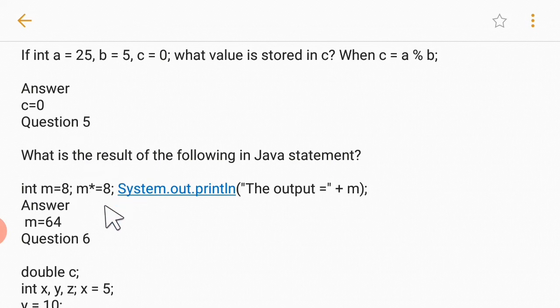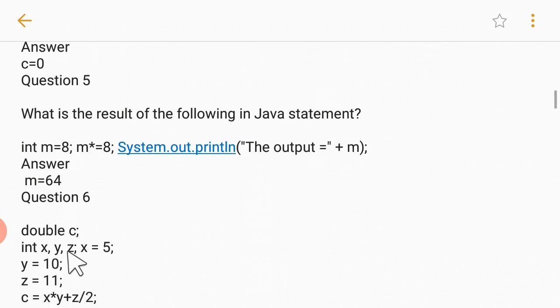So always remember, students, this shorthand notation. Whenever an operator comes before the assignment operator, that simply means it is a shorthand notation. So it can be written like this: m = m * 8. That is the equivalent statement to this m *= 8. So the answer over here is 64.